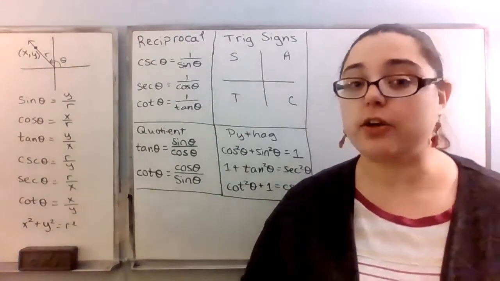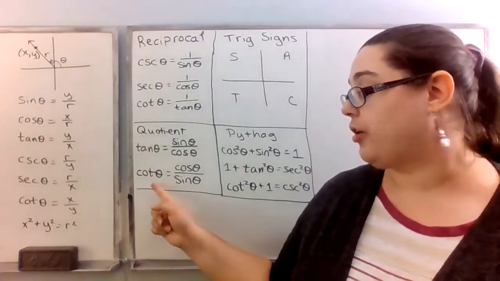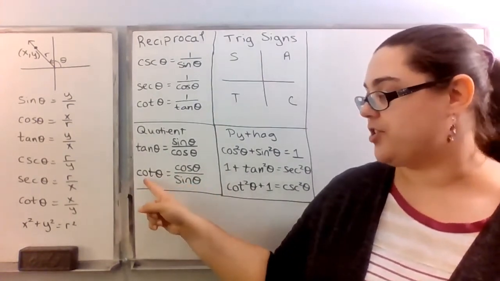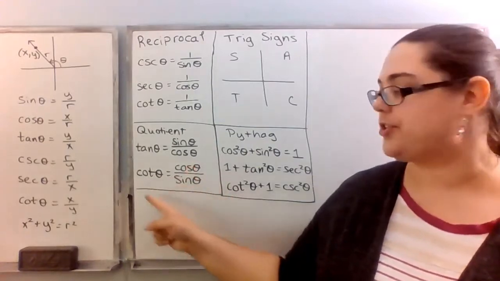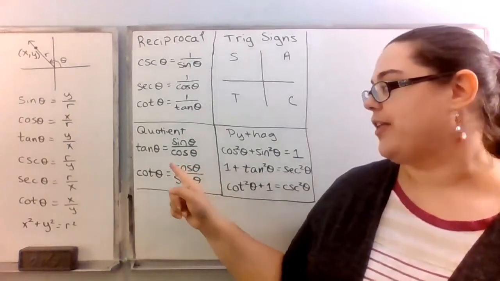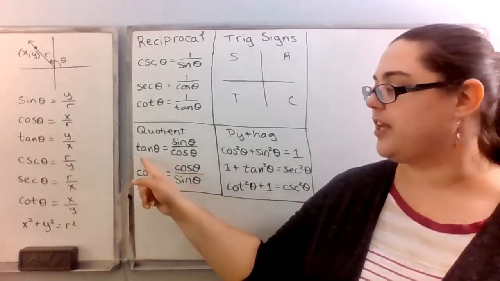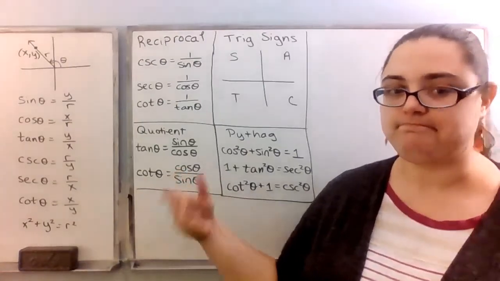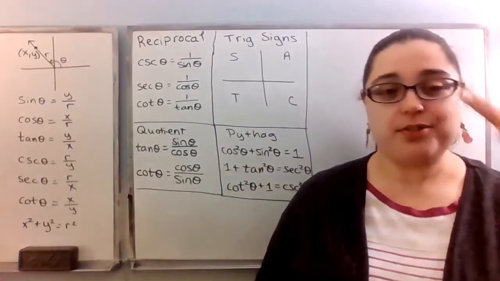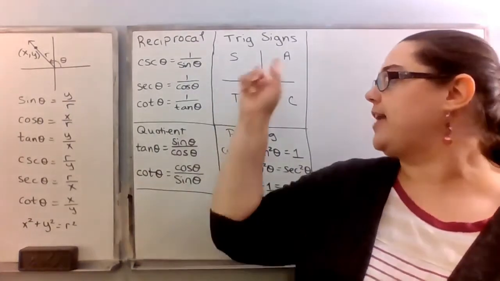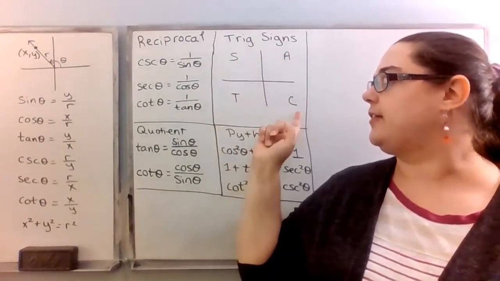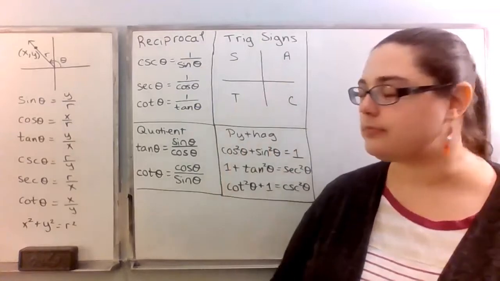For the quotient identities, the way that I remembered it was using the cotangent one because I have CC. So cotangent, I'm going to start out as cosine over sine. I have CC here for quotient, cotangent, cosine. Then I would know that tangent is the other way around. So tangent is going to be sine over cosine. There we go. For the trig signs, I already told you: all students take calculus. So that's how I would remember this one going around. You start in quadrant 1, all students take calculus. So that's how we remember those.